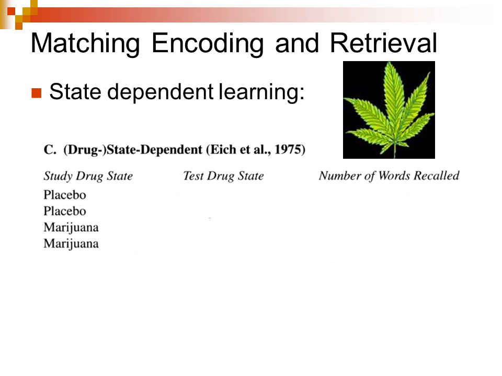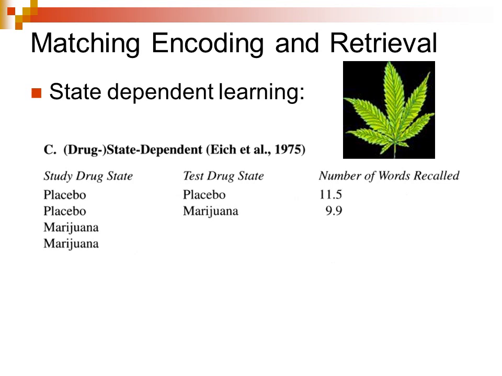So, specifically, for the two groups that were given a placebo when they studied the words, half of them were given a placebo when they recalled the words, and the other half were given marijuana. The finding was that the group where the internal state matched between study and test, those participants that were given a placebo during study and test phases, recalled more words than the group where the internal state did not match between study and test.